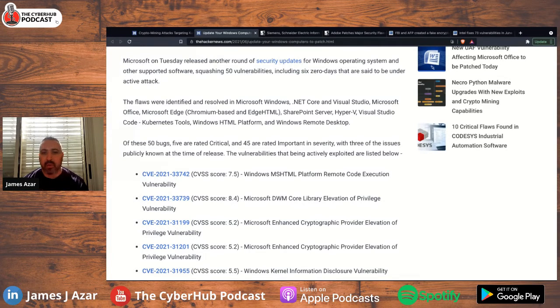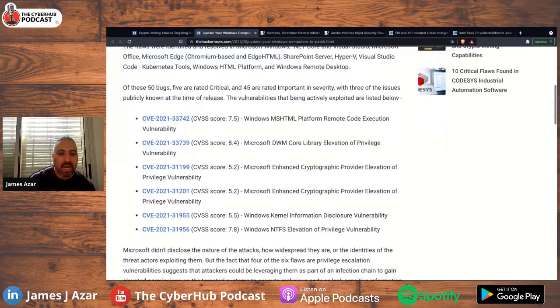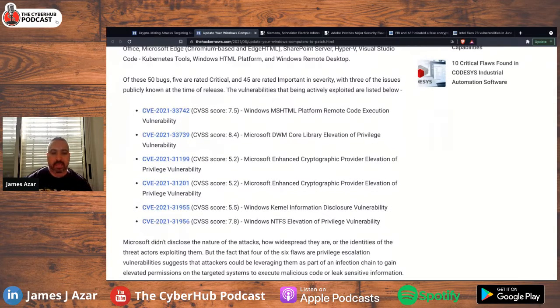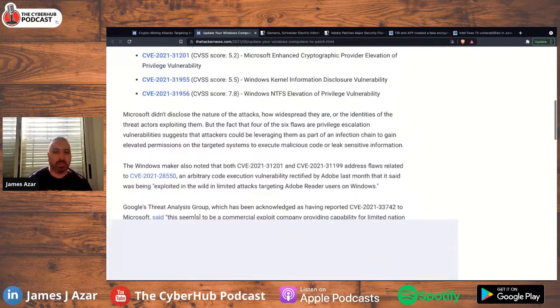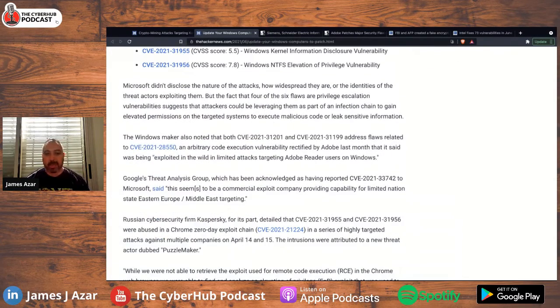Three of the issues were publicly known at the time of the release. The vulnerabilities are being actively exploited as CVE-2021-33742, 33739, 31199, 31201, and 31955, also 31956. Microsoft didn't disclose the nature of the attacks or how widespread they are, although to Microsoft's credit here, chances are they don't want to make a big deal out of something. They just want to get people to patch this stuff up. They're probably not seeing it as wide, but elevate privileges, go get your stuff done and patched up as well.